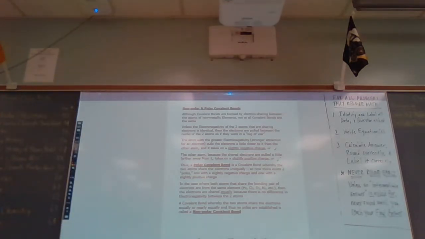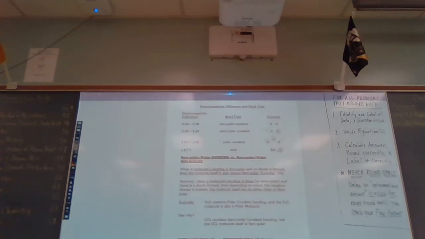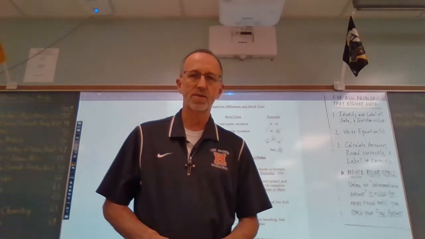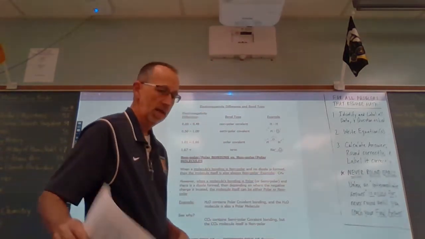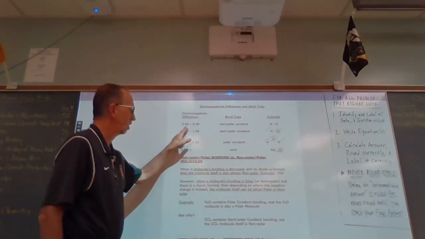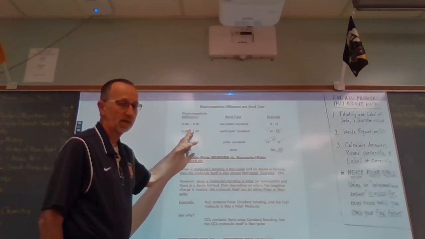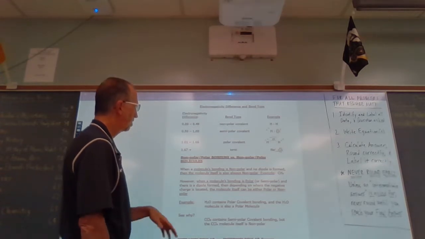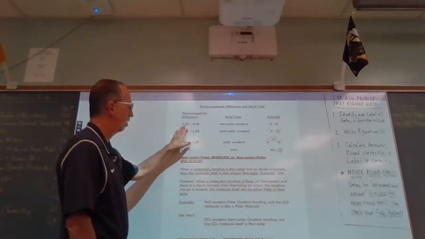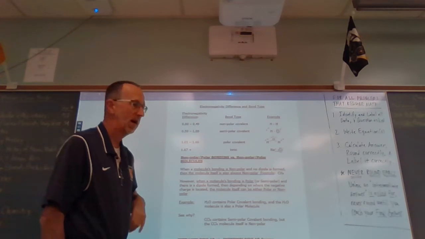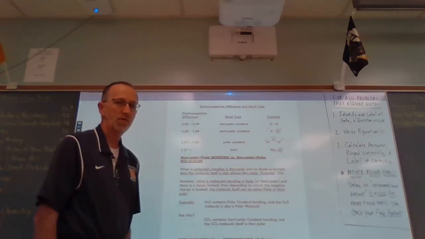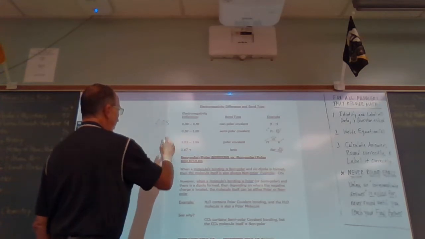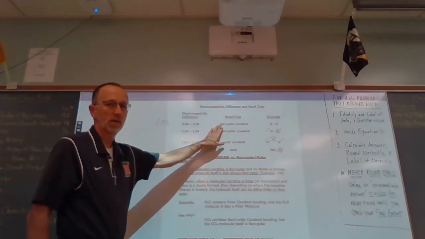Got a little chart here that describes polarity in terms of electronegativity difference. All right, so you're going to need to know these numbers. All right, they're fairly simple to remember, I think. From 0, if the electronegativity difference between the two atoms is 0 up through 0.49, all right, so basically less than 0.5, all right, that's a nonpolar covalent bond.